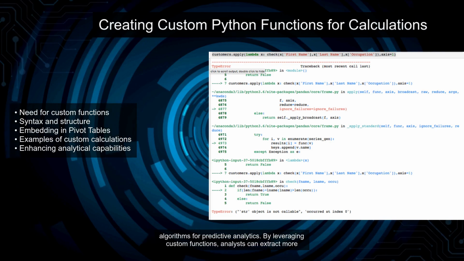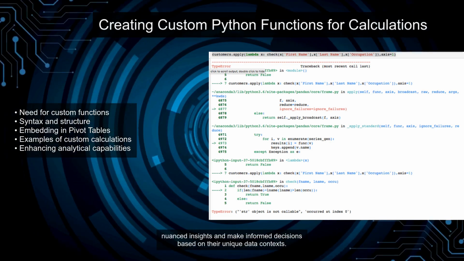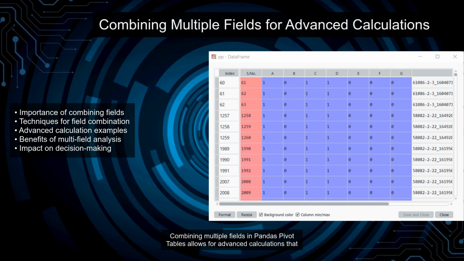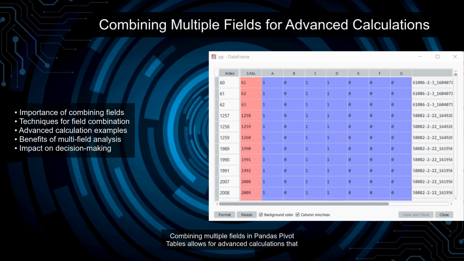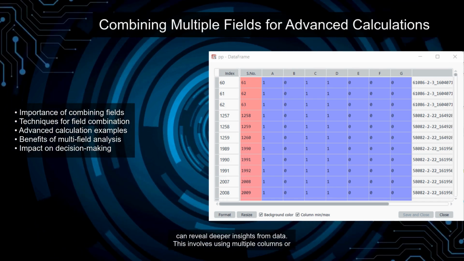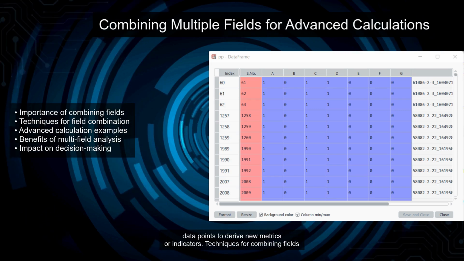By leveraging custom functions, analysts can extract more nuanced insights and make informed decisions based on their unique data context. Combining multiple fields in Pandas Pivot Tables allows for advanced calculations that can reveal deeper insights from data. This involves using multiple columns or data points to derive new metrics or indicators.